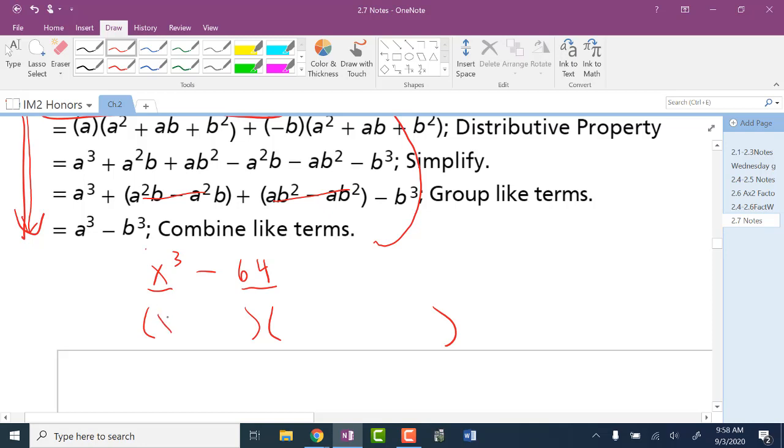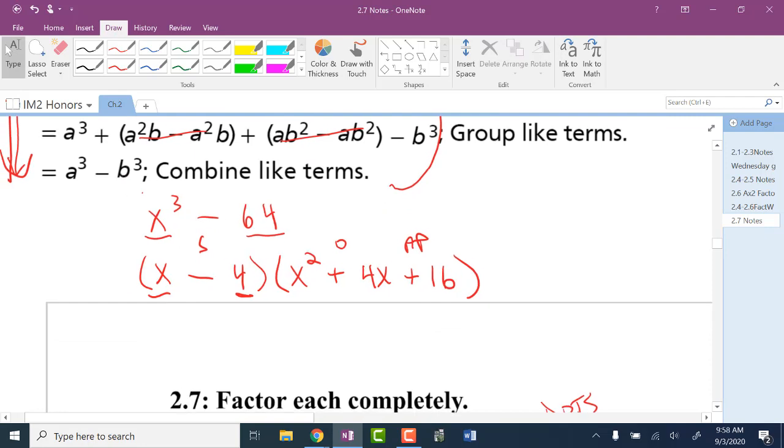Perfect cube of the first is x. Perfect cube of the second is 4. This squared is x squared. These two multiplied together, this squared. And then now it's time for SOAP. Same, opposite, always positive.